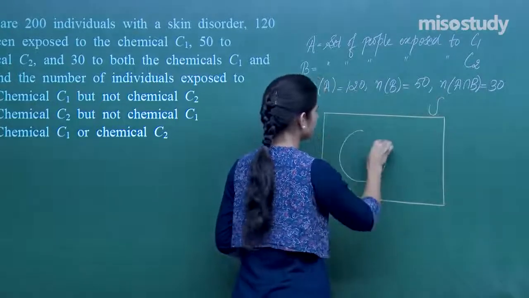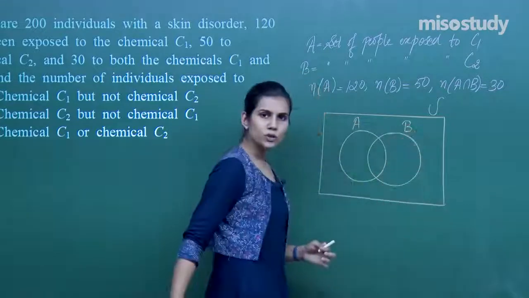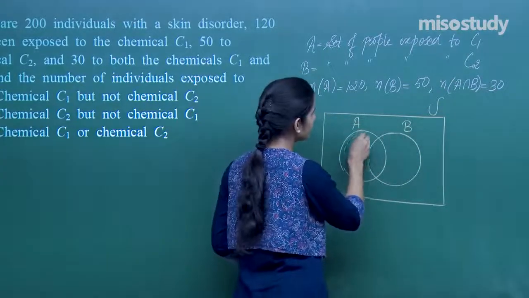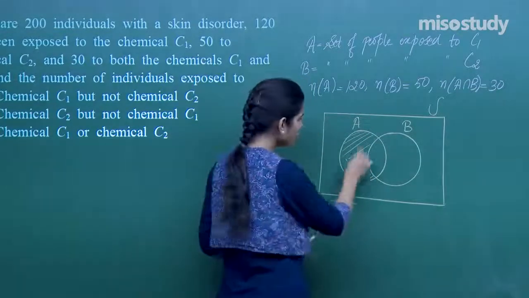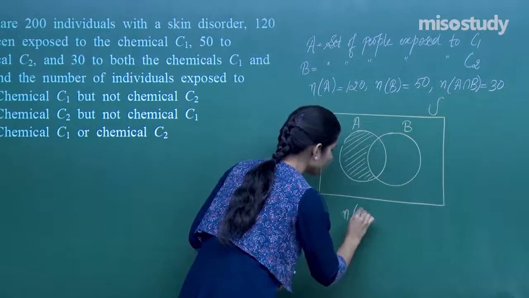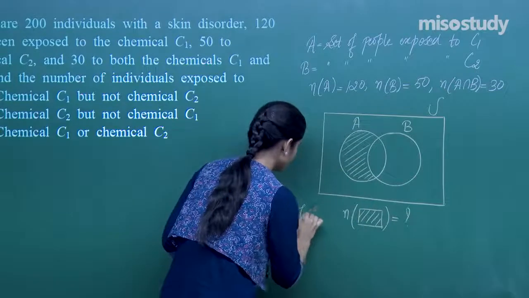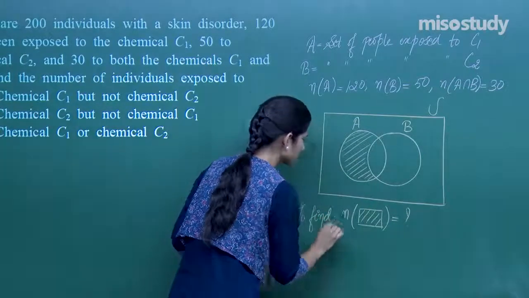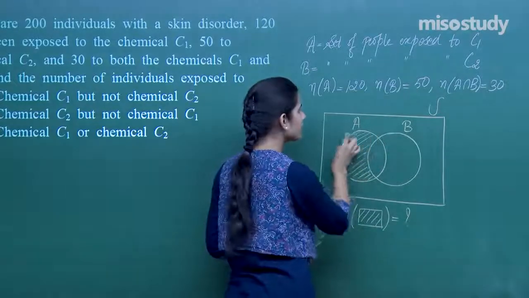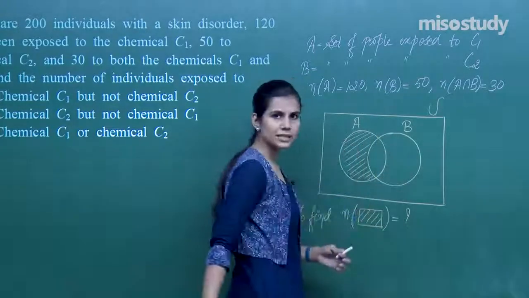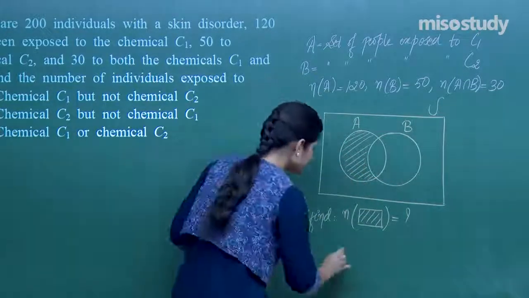So this is my set A, that's my set B. Exposed to chemical C1 but not chemical C2, that means only in set A, not in set B. I want to find number of members in this shaded region. To find, A is the set of those members which are exposed to chemical C1. Now I want to find the number of members which are only exposed to chemical C1, not chemical C2. That means which are only in A and not in B. That means which are lying in this shaded region.